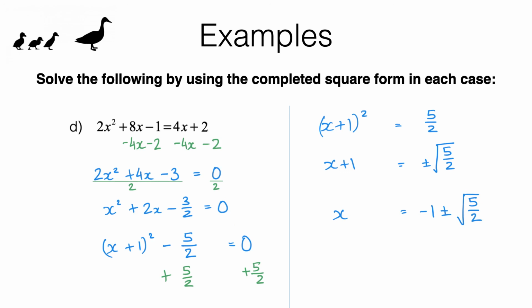Writing out the two solutions separately, we have x equals negative 1 plus the square root of 5 over 2. And we have x equals negative 1 minus the square root of 5 over 2.